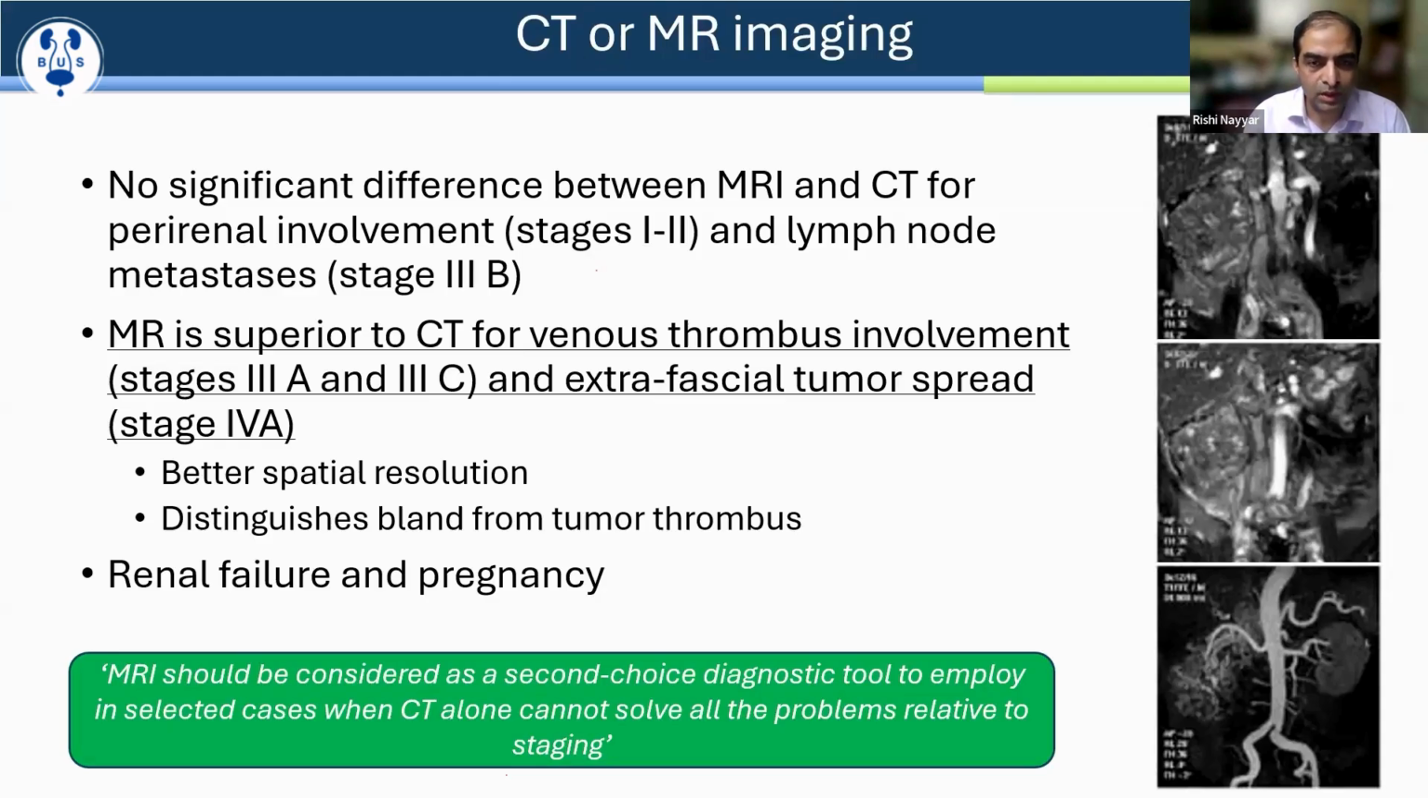It's only in cases like renal failure or pregnancy that MRI can be considered as the first choice. Otherwise, CECT is generally sufficient. But when you have any doubts, when you want some clarity, then you can have both. In fact, if you have a CT done earlier, then you can repeat an MRI to get clarity on the issues that I just talked about.